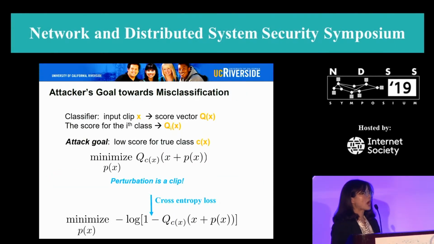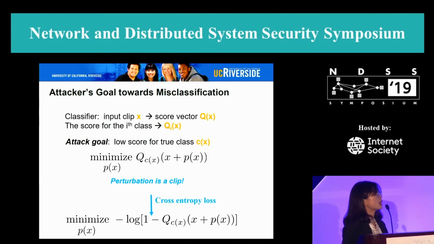So let's formulate our problem. We denote the input clip as x and the score vector as q of x, and we denote the score for the ith class as q_i of x. Our attack goal is to find a perturbation. We use p to denote the perturbation. So our attack goal is to find a perturbation so that the DNN would output a low score for the ground truth class. Notice here, the input is a clip, so the perturbation should also be a clip. If we use cross entropy loss, we would formulate our problem like shown here.